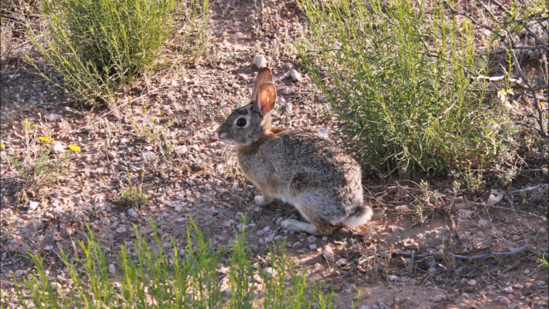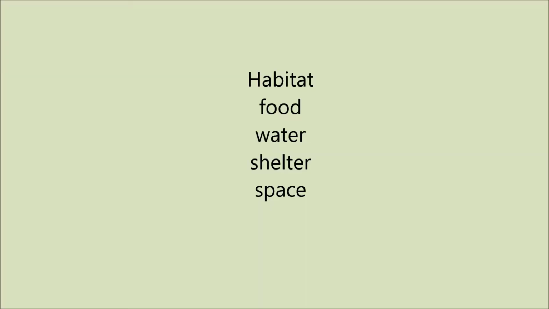So, with that, we can break down a habitat into 4 components. Food. What do they eat? Water. How do they drink? Do they drink? Shelter. Where do they live? How do they protect themselves from the environment? And space. How much room do they need to live?